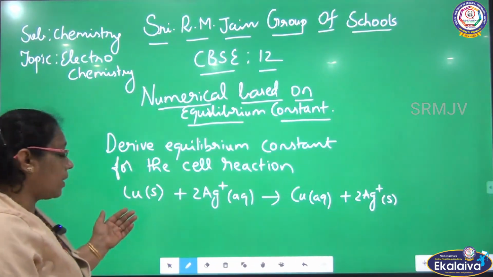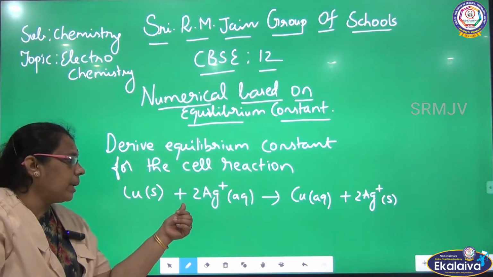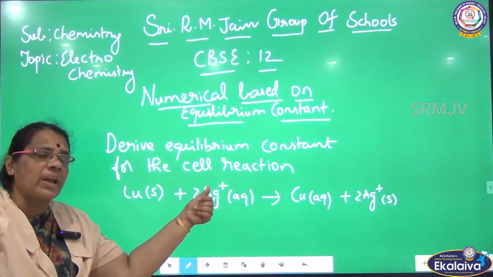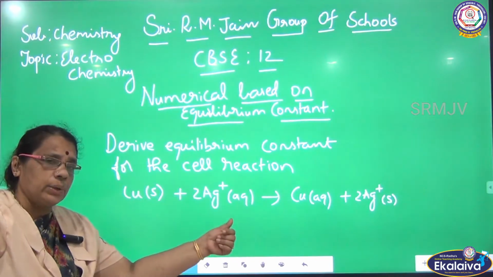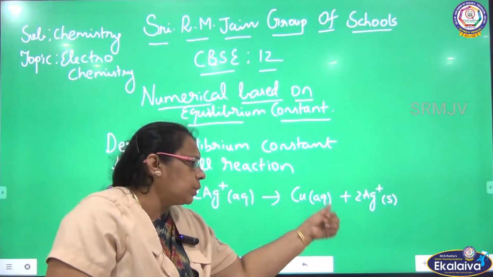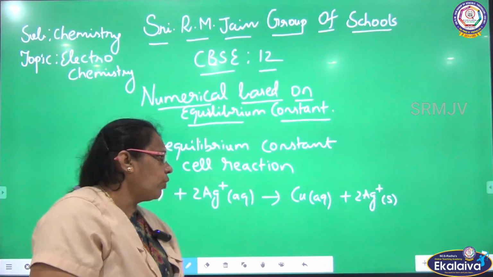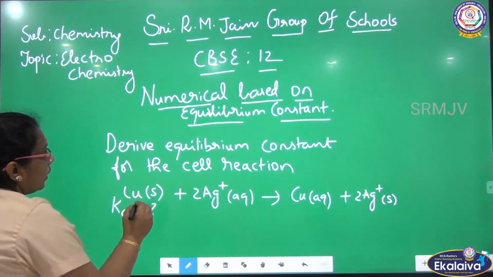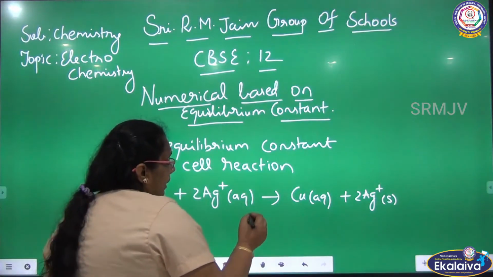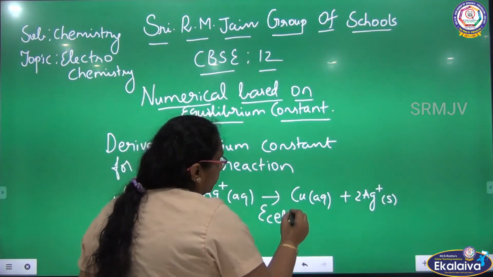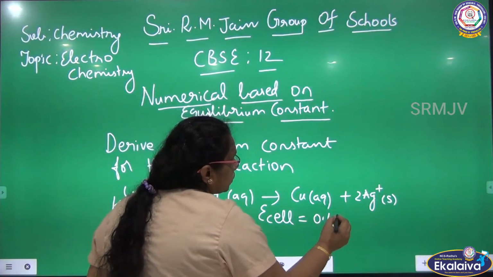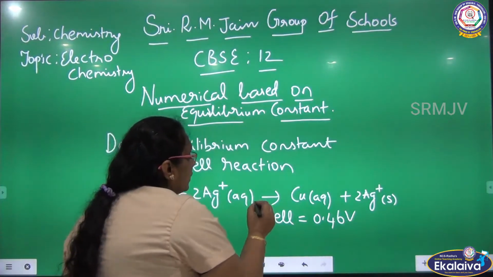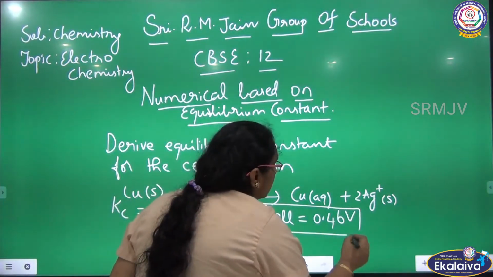So what is the cell reaction? Copper solid plus 2Ag+ aqueous, so copper solid plus silver ion in aqueous solution gives Cu2+ aqueous plus 2Ag solid. We have to find out Kc for this reaction. And what is the given quantity? They have given E cell is equal to 0.46 volts. They have given the EMF of the cell which is equal to 0.46 volts.